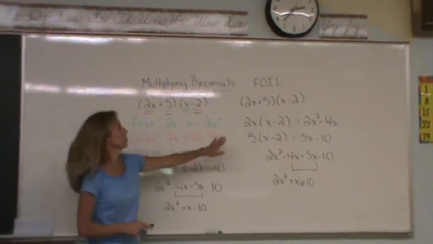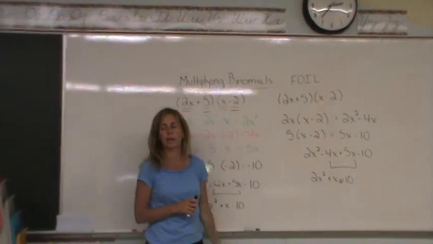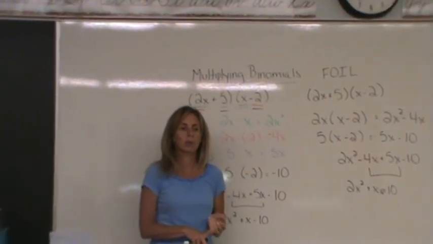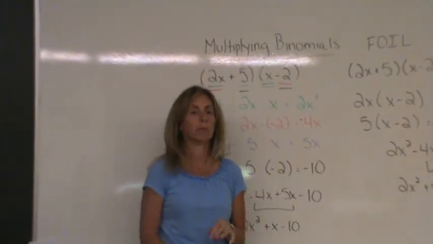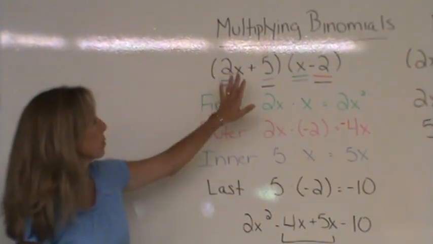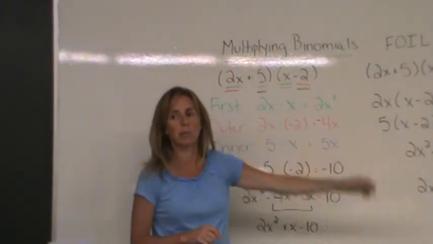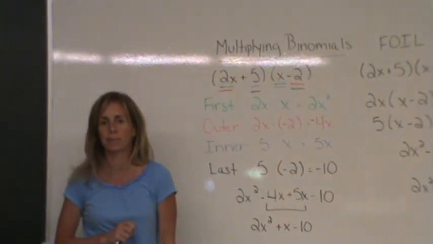So just notice we are still distributing just as we had any kind of polynomial. If you want to multiply a monomial times a trinomial, it's always distribution. But when you have two binomials, an easy way to remember it is by using the FOIL method.